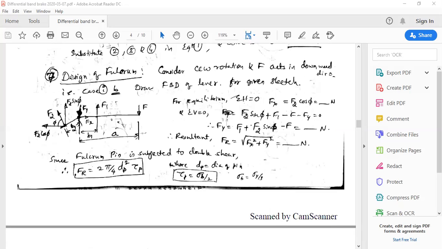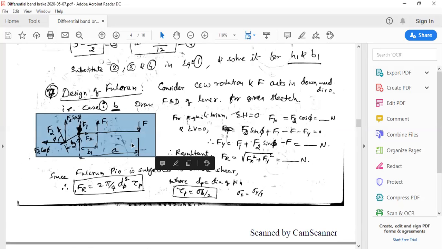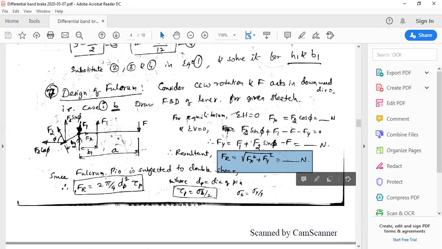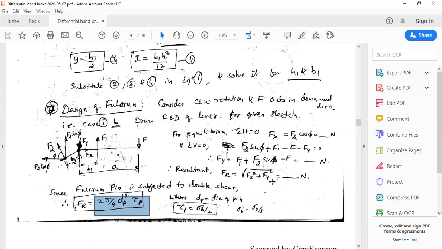And the last step is to design the fulcrum point or fulcrum pin. Here you have to draw the free body diagram of the given lever and get the values of F1 and F2, as well as Fx and Fy reactions, the pin reactions, and the resultant pin reaction value. After that the pin is subjected to double shear, write this expression and get the value of dp, that is the diameter of the pin. So this is the design procedure for the differential band brake.